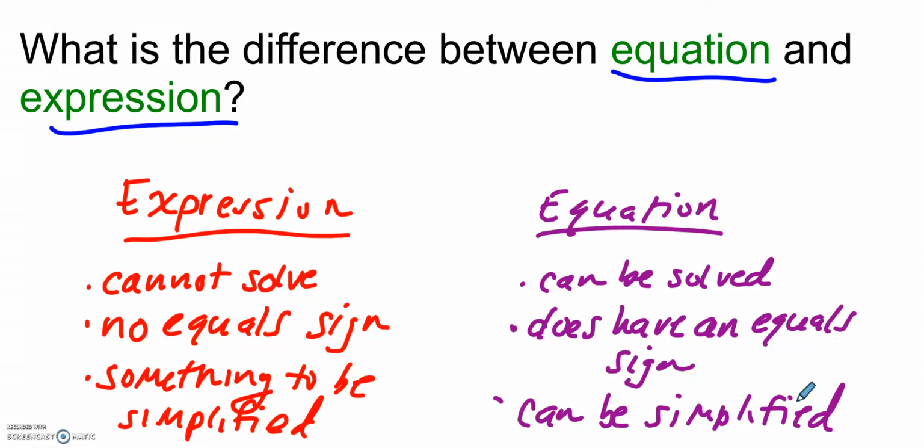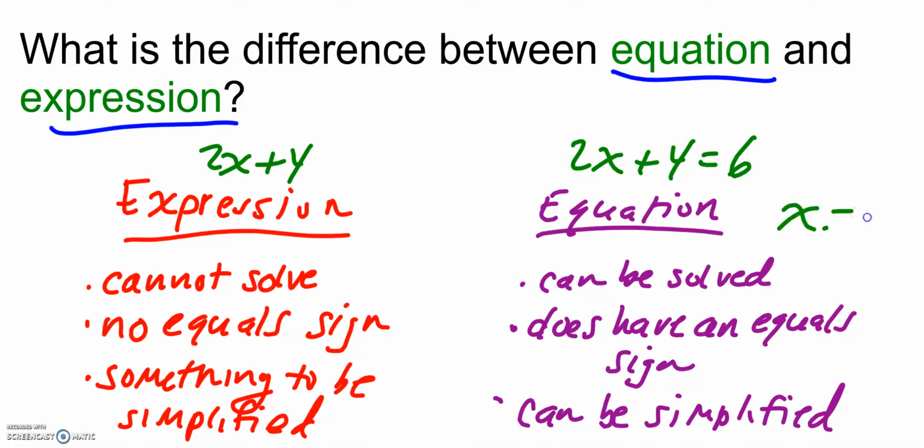So an expression, a main difference, if I had an expression like 2x plus 4, the only difference between expression and equation would be 2x plus 4 equals a number. So in this case, you could solve to get x equals 1. Here, because there's no equal sign, we have to leave it as an expression. We cannot combine 2x and 4 because they are not like terms. The 4 would need an x to be combined with 2x.